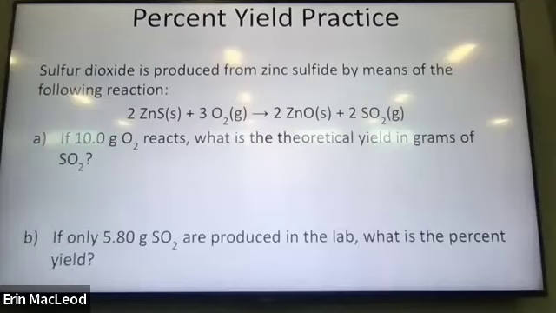So it says if 10 grams of O2 reacts, so we know how much we're putting in. It's just like yesterday, if 3 grams of baking soda reacts, if 10 grams of oxygen reacts, what is the theoretical yield in grams of SO2? So the only difference between this problem and what we have done so far is I added in the word theoretical yield. All that is a clue to you that you're going to do our normal conversions like we've been doing this unit.